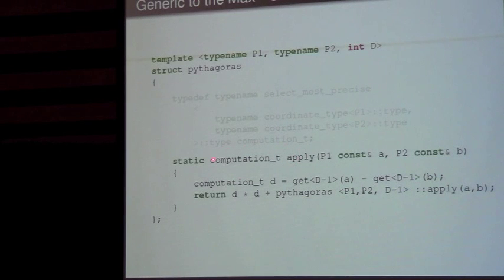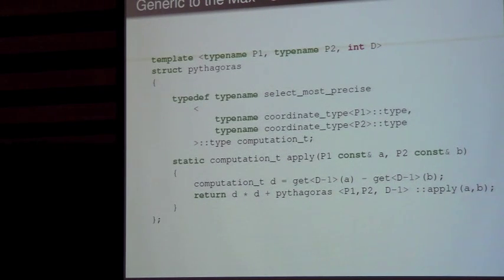So we have our computation type, and we just need to figure out what this is going to be. And we decided, for the moment, we're going to select the most precise type. So typedef, typename. Why do I put typename? I don't know what it is. We're going to tell the compiler it's going to be a type, right? Because it's dependent. And this is select most precise, the coordinate type of P1's type, and the coordinate type of P2's type. Whatever the select most precise metafunction is, it's going to have a type that we can get out of it. There'll be the most precise type between the two, and that's going to be my computation type.